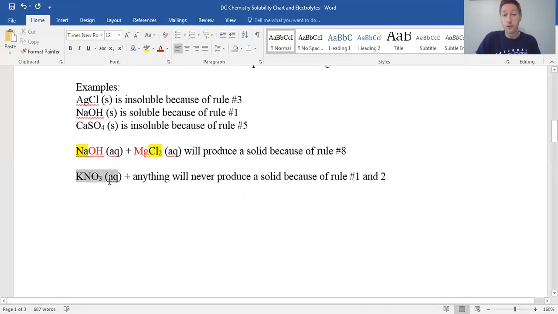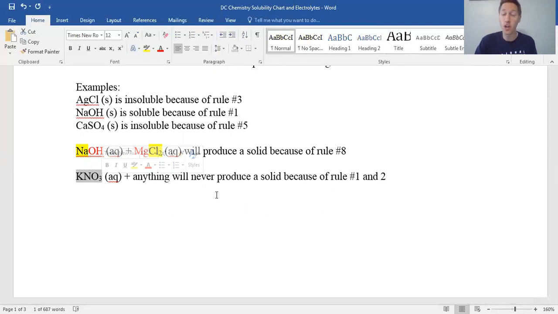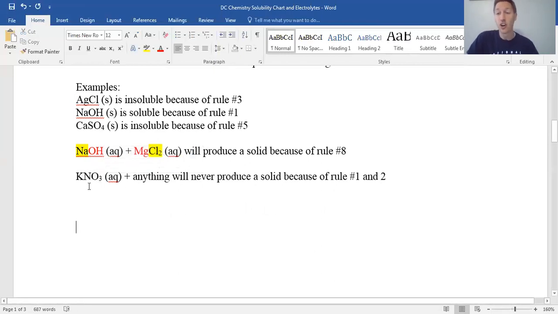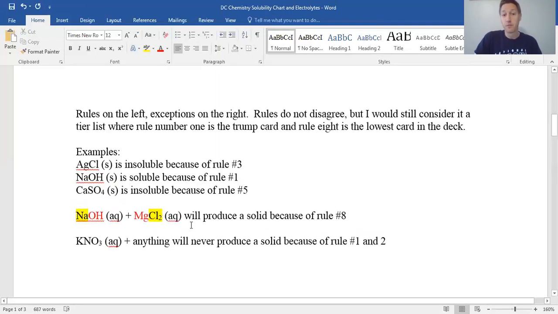So anyway, KNO3, this thing would dissolve with anything. There's no way to get it out of solution through a precipitation reaction. So if you were trying to get rid of the nitrates in the water, you can't use a precipitation reaction to get rid of it. So if you're working for the water treatment center, nitrates are hard, you can't get them out of the water through a precipitation reaction.